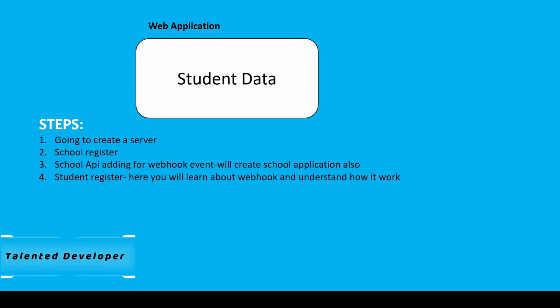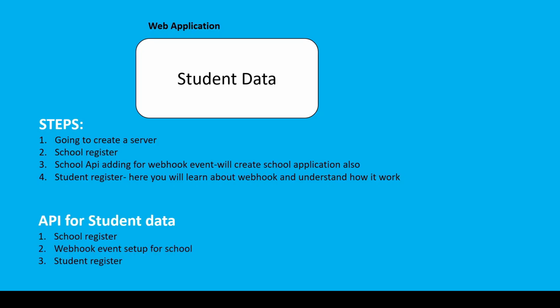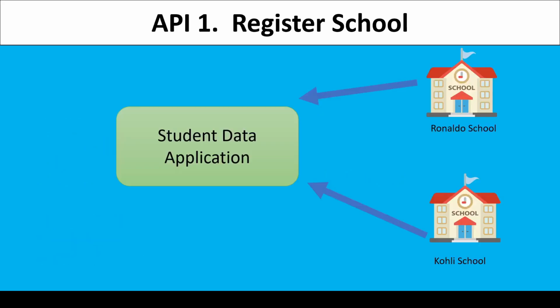So there are some steps we have to follow. First of all we have to create a server from scratch for student data. Then we are going to create some APIs: how a school can register, how a school can provide an API name for the webhook event, and after that a student has to be registered. In the student data application we are going to create three APIs. First API is to register the school.